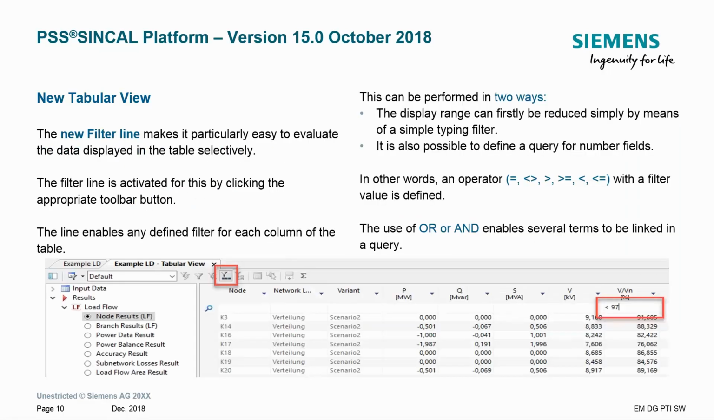One specific new feature within the tabular view is the new filter line. You see this is this button in the red box here. With this you get a new line, and in this line now you can enter queries like I want to have all voltages lower than 95%, or you can also state things like I want to have all voltages lower than 95% and higher than 105%. So this is now completely open. You have operators, you have and or operations. You can sort according to a specific feature like you want to have it.